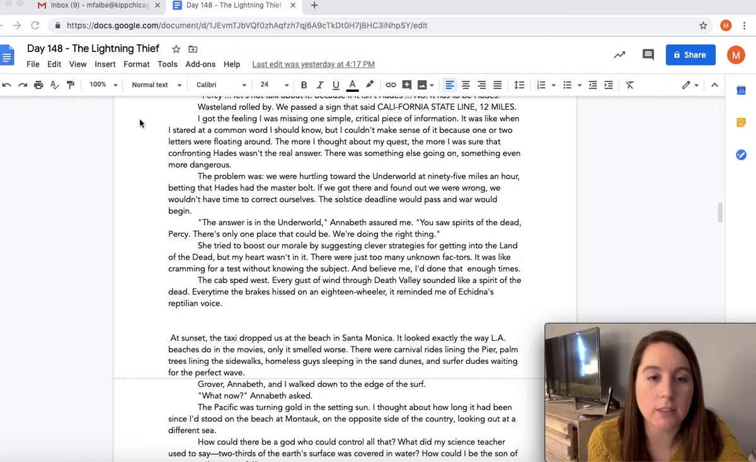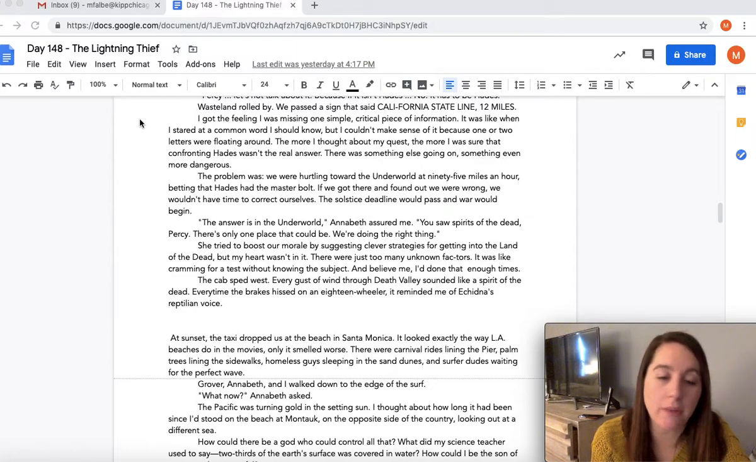The problem was, we were hurtling toward the underworld at 95 miles per hour, betting that Hades had the Master Bolt. If we got there and found out we were wrong, we wouldn't have time to correct ourselves. The Solstice deadline would pass and the war would begin. The answer is in the underworld, Annabeth assured me. You saw spirits of the dead, Percy. There's only one place that could be. We're doing the right thing.